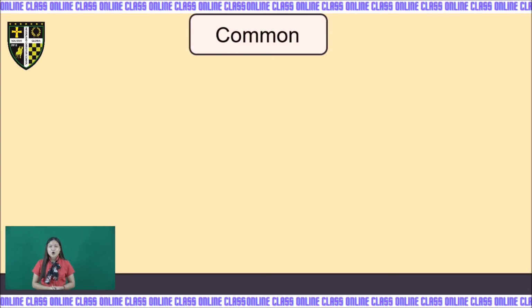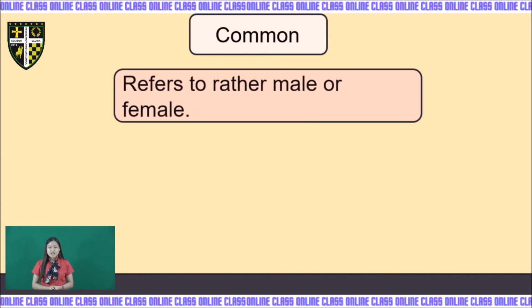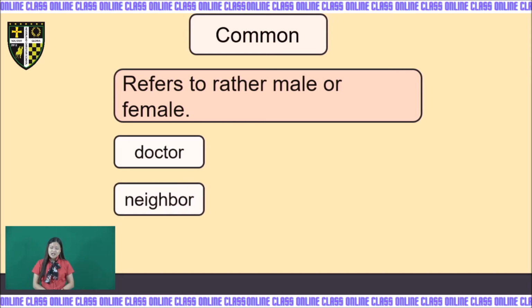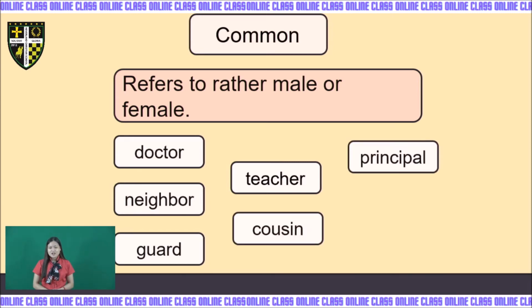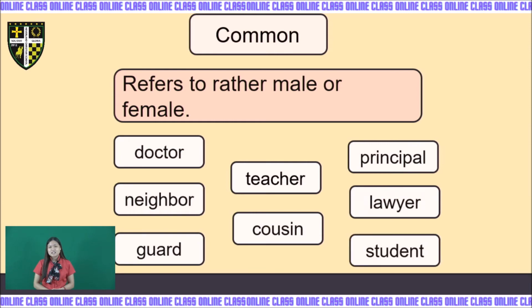Let's move to common. What are they? Common nouns refer to either male or female. So doctor. When we encounter doctor, there are two, right? We have the female version and the male version of doctor. So it falls under the common noun. Next we have the neighbor. Guard. Guard can be a female or a male. It can be masculine or feminine, right? Teacher also. Cousin, principal, lawyer, and students.